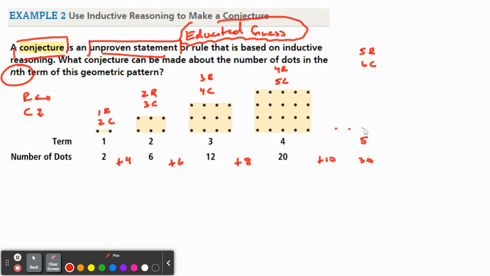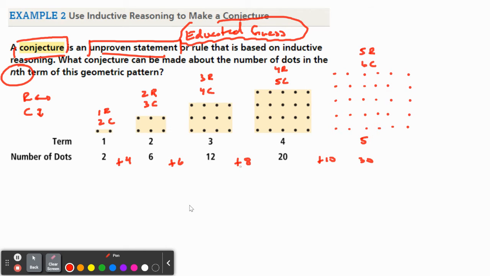So 1, 2, 3, 4, 5, 6, and so on for each of the five rows. So that would be what the pattern would look like, right?